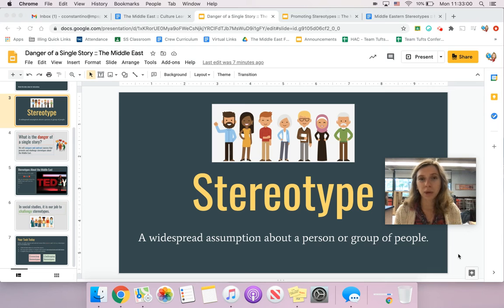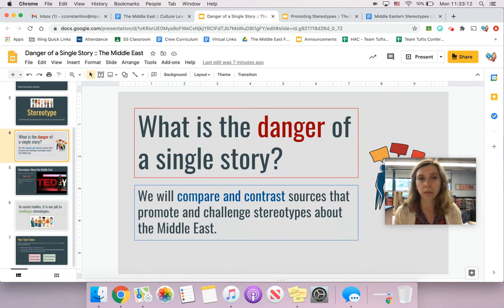Let's start by reviewing what a stereotype is. A stereotype is a widespread assumption about a person or group of people. We need to understand what stereotypes are for our unit on culture in the Middle East. Our guiding question is, what is the danger of a single story?